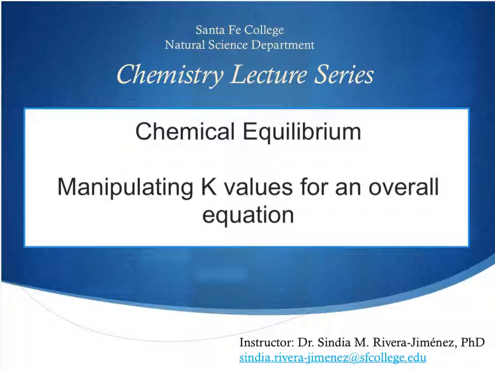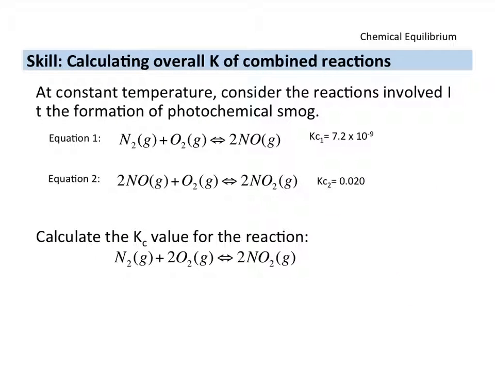So let's start by trying to calculate the overall equilibrium constant for a reaction that is the sum of two or more other reactions. Let's consider again, at constant temperature, the reaction involved in the formation of photochemical smog. In the first equation, nitrogen monoxide is produced in the car engines. Then in the second equation, we see that nitrogen monoxide is oxidized to nitrogen dioxide in the atmosphere.